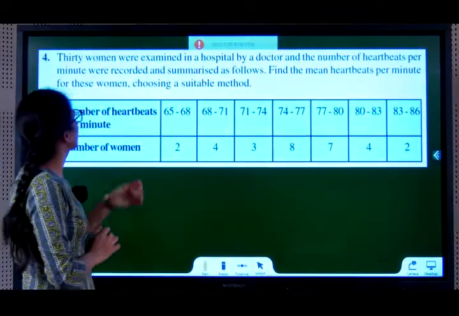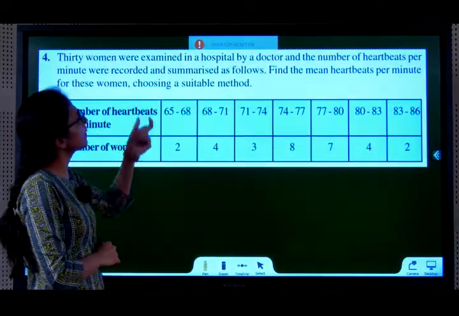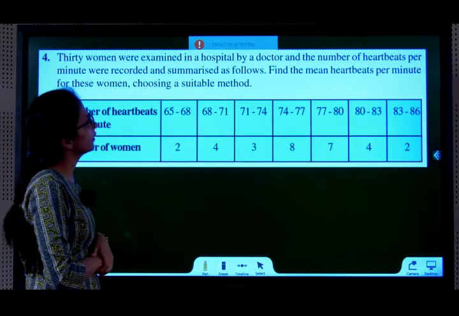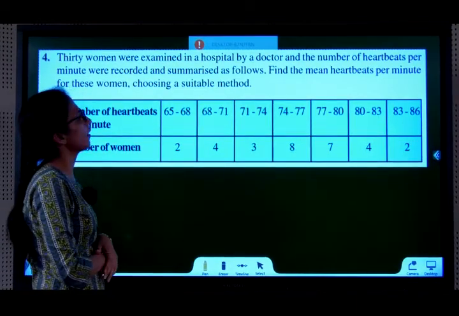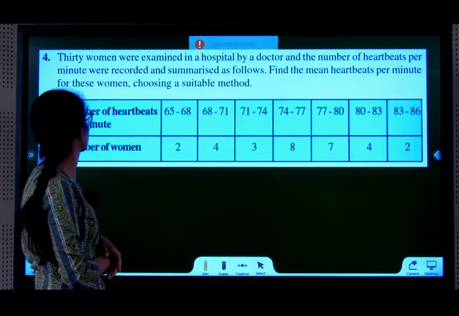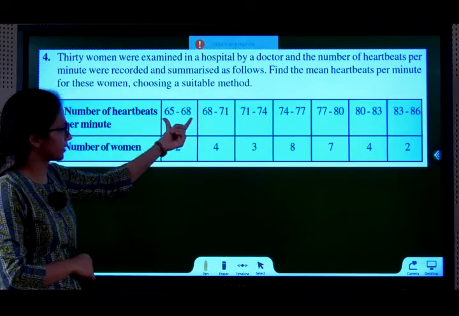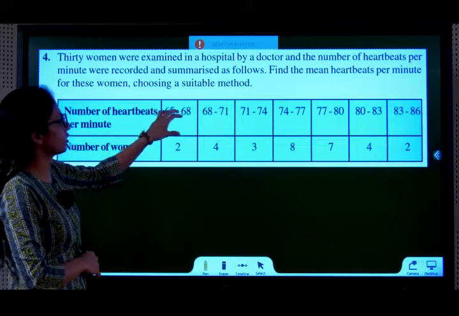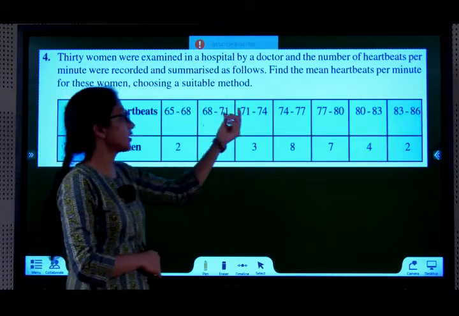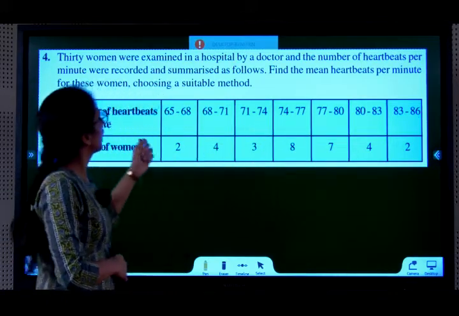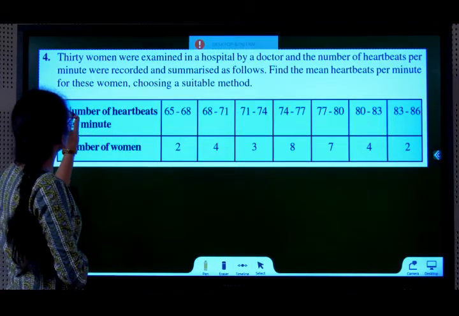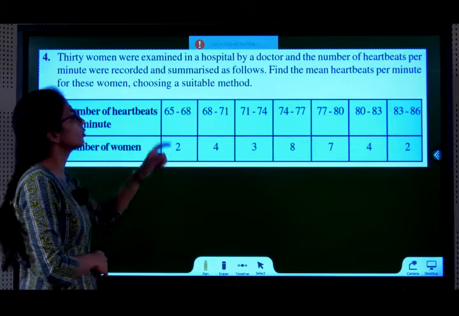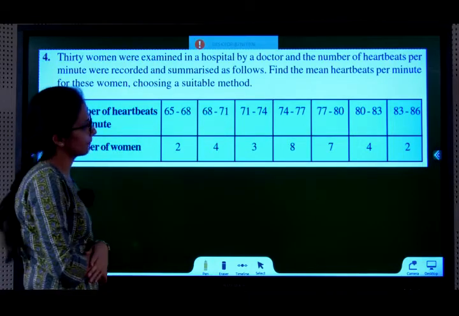Question 4. 30 women were examined in a hospital by a doctor, and the number of heartbeats per minute were recorded and summarized as follows. So number of heartbeats per minute was here. How many women have 65 to 68 heartbeats? 2 people. 71 to 74, 3 people. Find the mean heartbeats per minute for these women, choosing a suitable method.